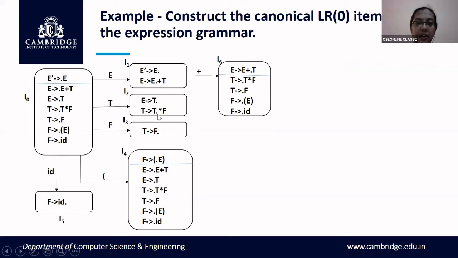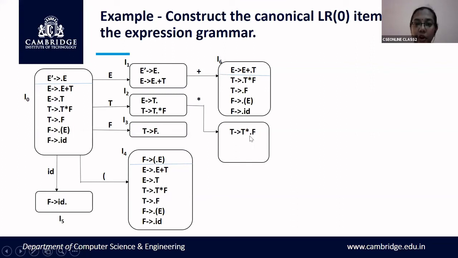You have T derives T dot star F. Can you move dot towards the right side? Yes. On which symbol can you move? On star. On star, you can take a transition from I2 to a new state. What is that new state? What happens if dot is moved one position towards right? Your new production will be T derives T star dot F.